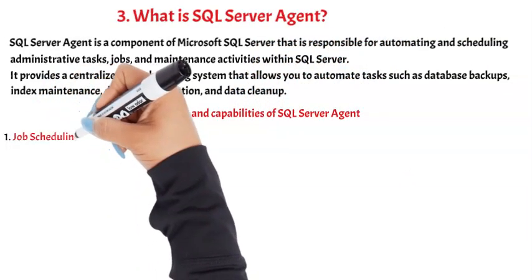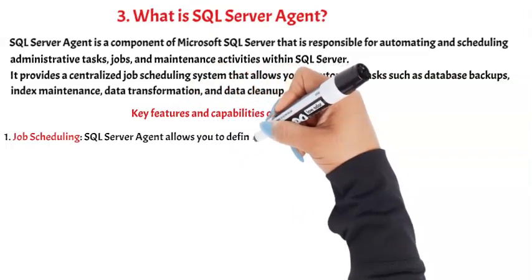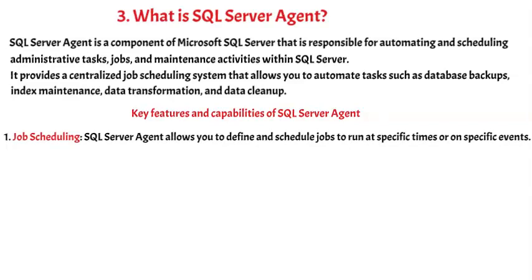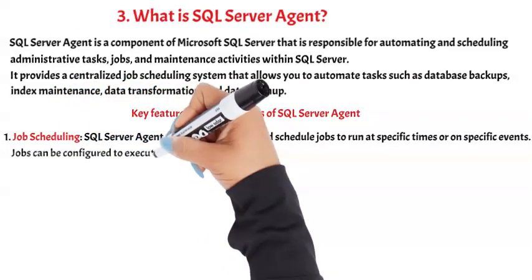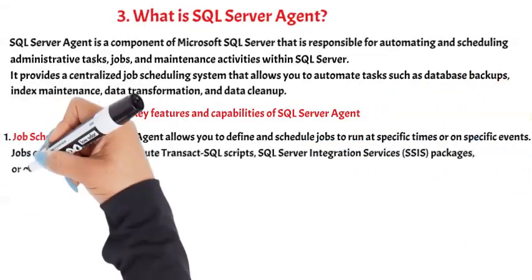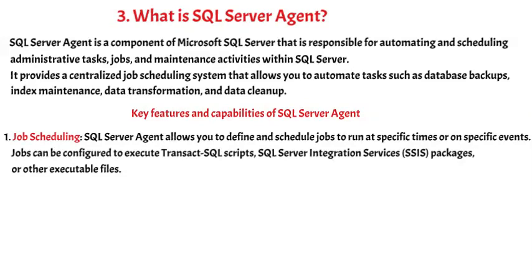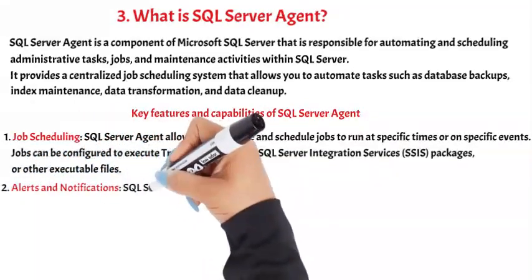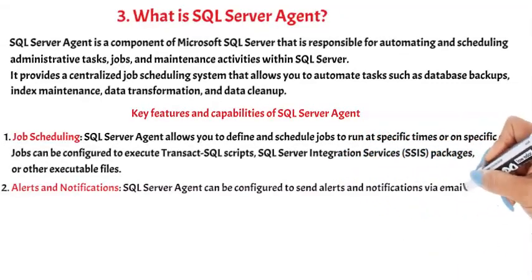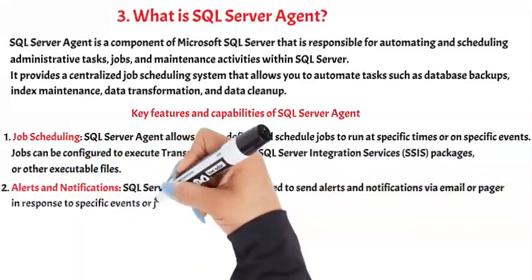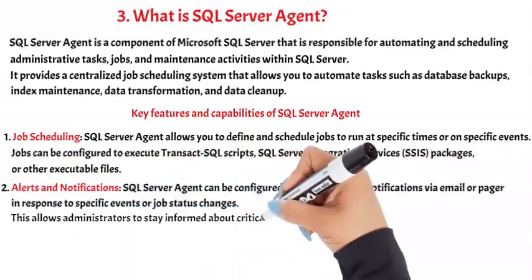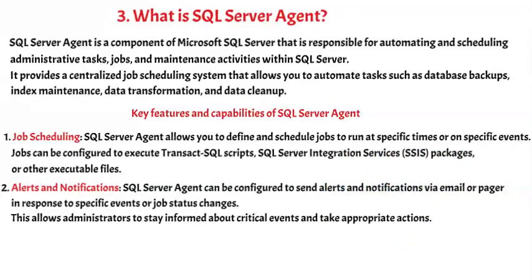1. Job scheduling. The SQL Server Agent allows you to define and schedule jobs to run at specific times or on specific events. Jobs can be configured to execute SQL scripts, SQL Server Integration Services (SSIS) packages, or other executable files. 2. Alerts and notifications. The SQL Server Agent can be configured to send alerts and notifications via email or pager in response to specific events or job status changes. This allows administrators to stay informed about critical events and take appropriate actions.